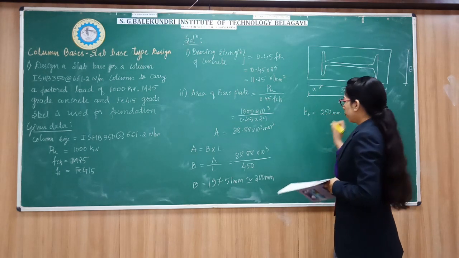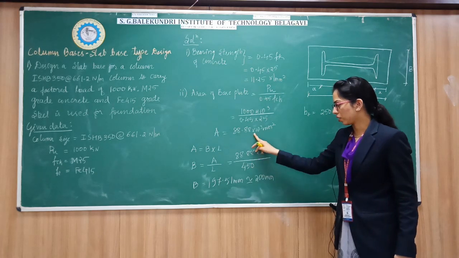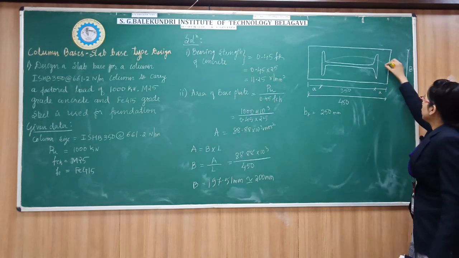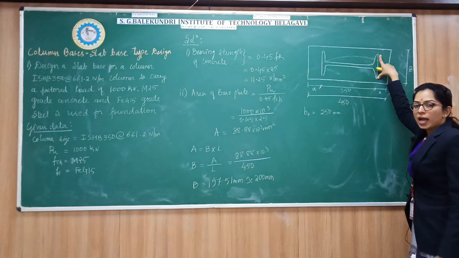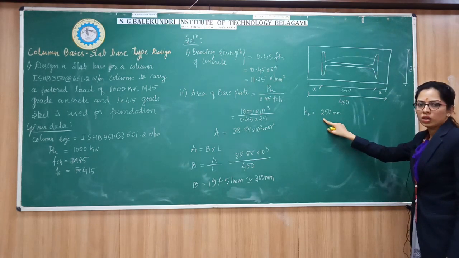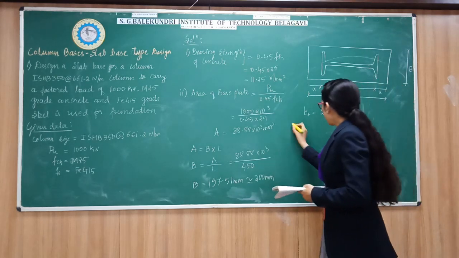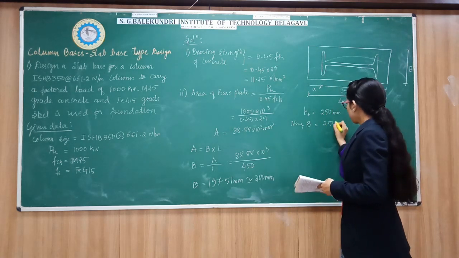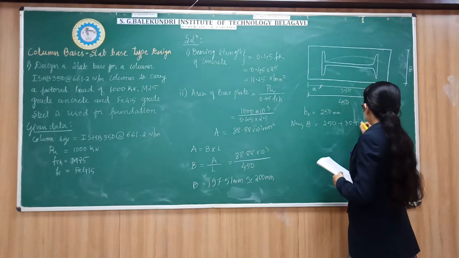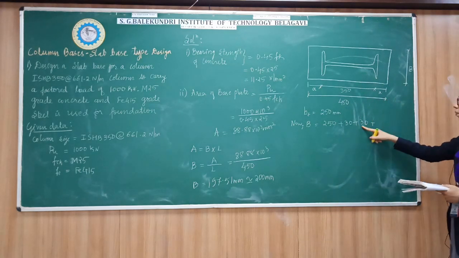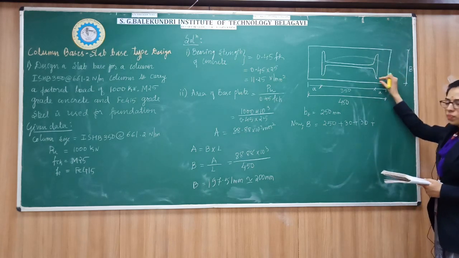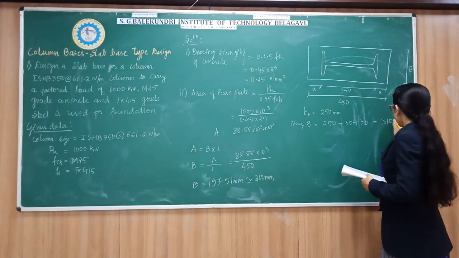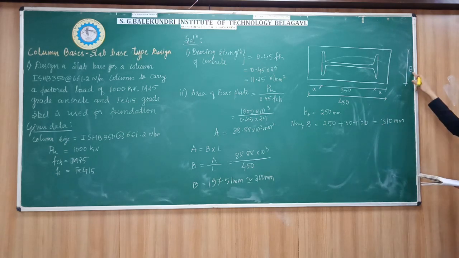250 mm. Even though it is 200 mm as per this calculation, we can't provide B as 200 mm because as per the steel table, the flange breadth of this section is 250. If it is 250, then your B will be 250 plus 30 plus 30. Why are we providing this 30 mm extra on both sides? For welding purpose. That is equal to 310 mm. Now this 310 will be your B.